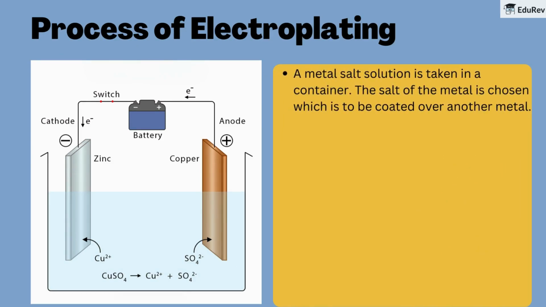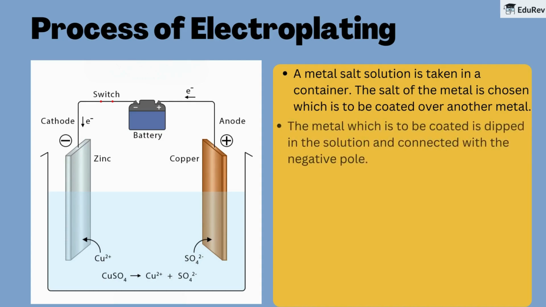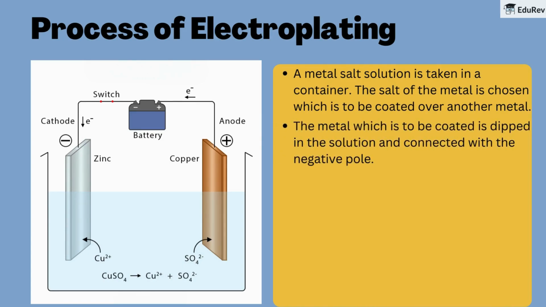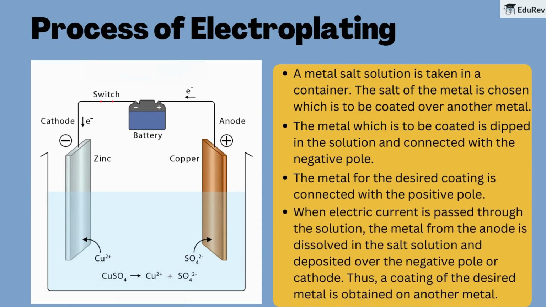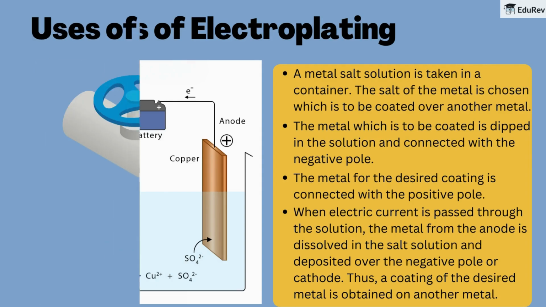A metal salt solution is taken in a container. The salt of the metal is chosen, which is to be coated over another metal. The metal which is to be coated is dipped in the solution and connected with the negative pole. The metal for the desired coating is connected with the positive pole. When electric current is passed through the solution, the metal from the anode is dissolved in the salt solution and deposited over the negative pole or cathode. Thus, a coating of the desired metal is obtained on another metal.